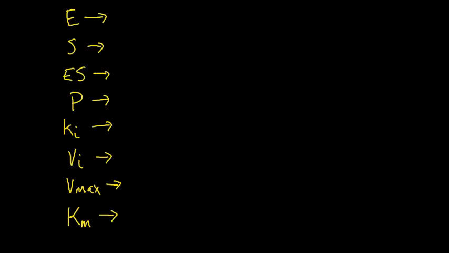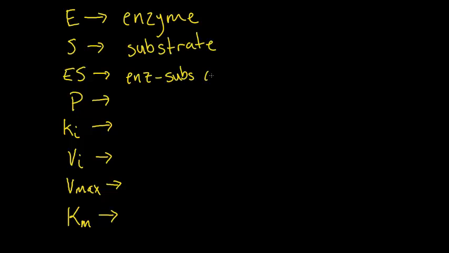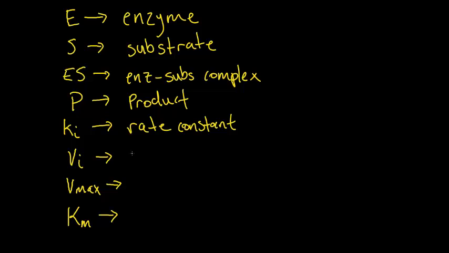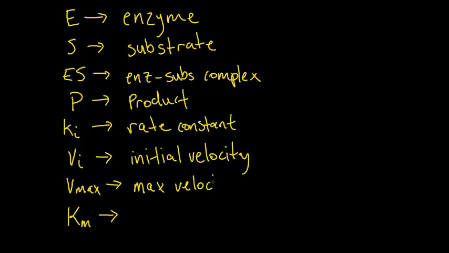E represents the enzyme or enzyme concentration. S is the substrate or substrate concentration. ES represents the enzyme substrate complex, and P represents the product. Lowercase k with a subscript represents the rate constants for forward and reverse reactions. V sub i is the initial rate of the reaction. Vmax is the maximum reaction rate, and Km is the Michaelis constant.